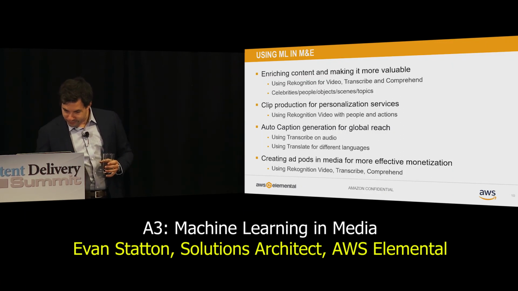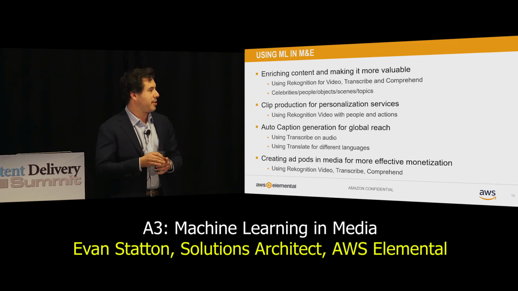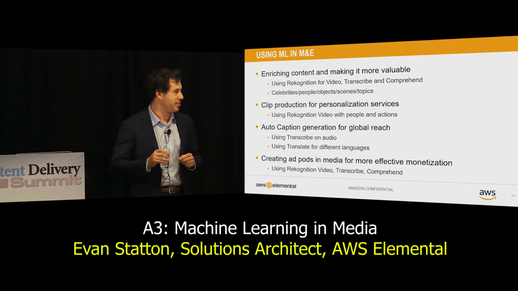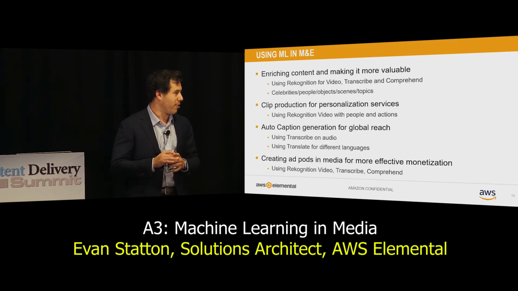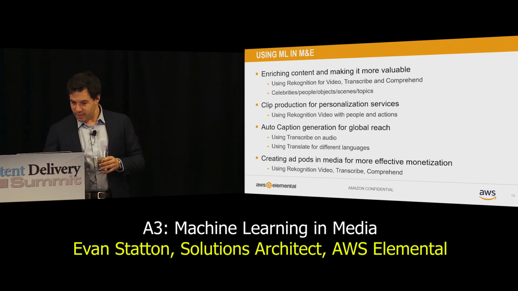These are a couple of the use cases that we've talked about so far. We can do clip production using Rekognition to find people and actions. Auto caption generation is one. And creating ad pods in media for more effective monetization. I don't have a demo for the bottom one, but I'll show you demos of the top two.